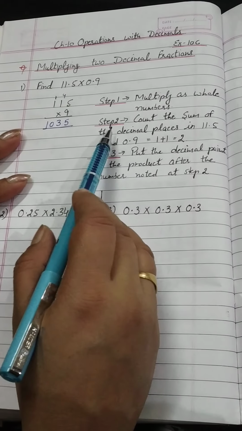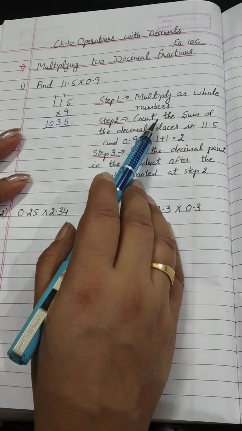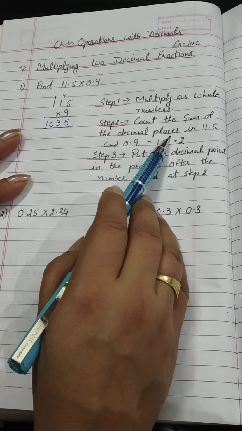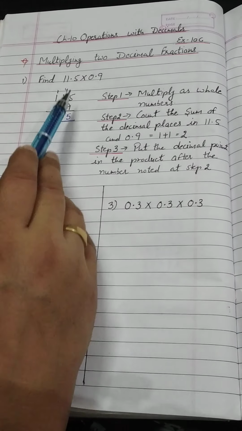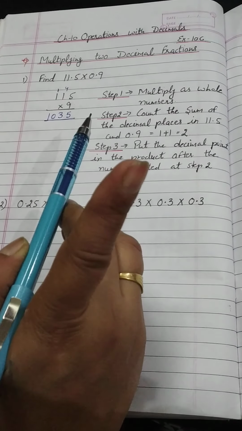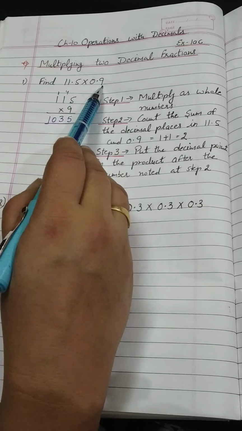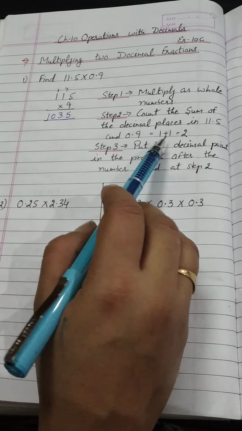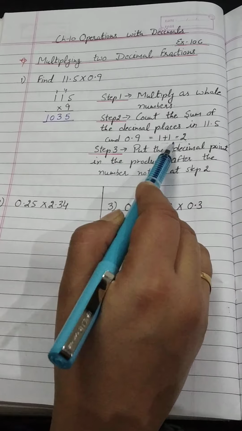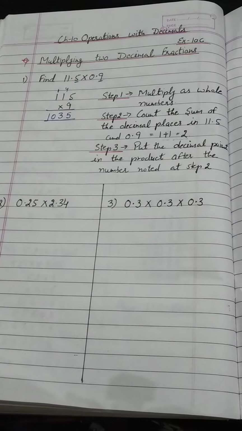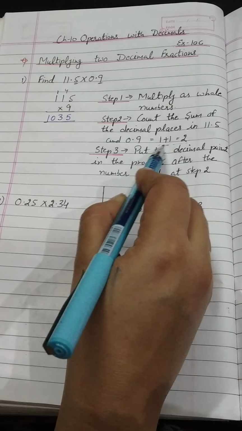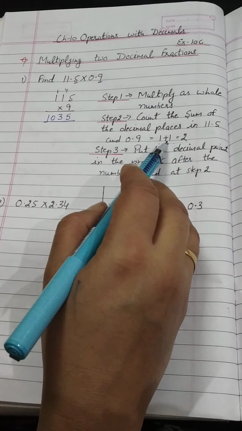Now second step, that is count the sum of the decimal places. In 11.5 there is one decimal place. In 0.9 there is also one decimal place. So we have to add these, one from 11.5 and one from 0.9. So what you have got?